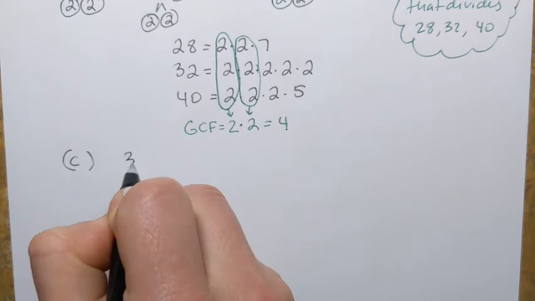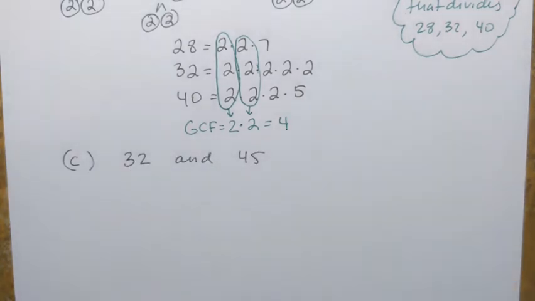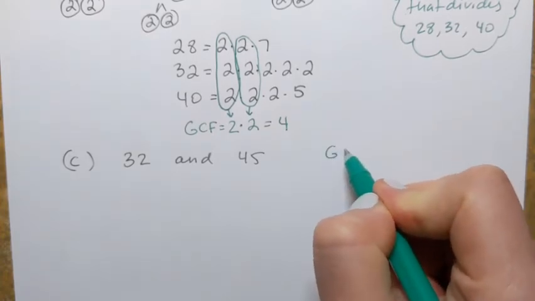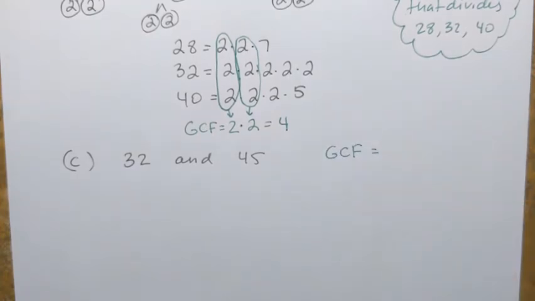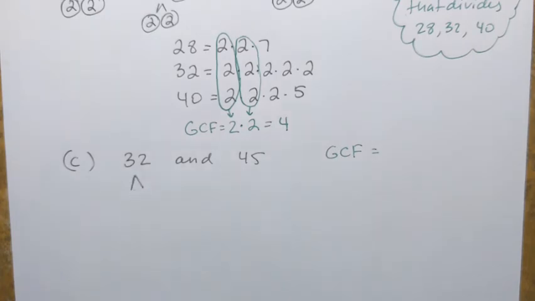Let's do 32 and 45. So what is the largest number that divides 32 and 45? Okay, start thinking about that, but we'll check that using prime factorization. Can you find the largest number that divides 32 and 45? Well, let's try with prime factorization.